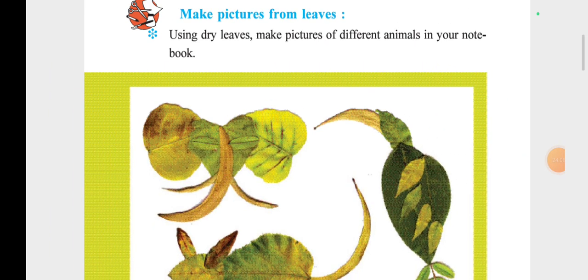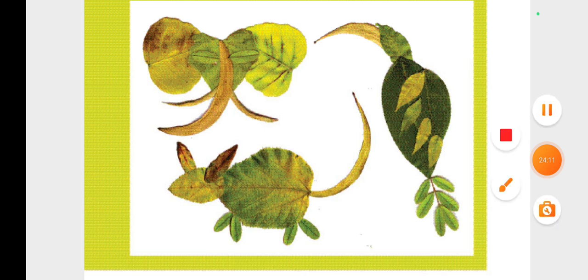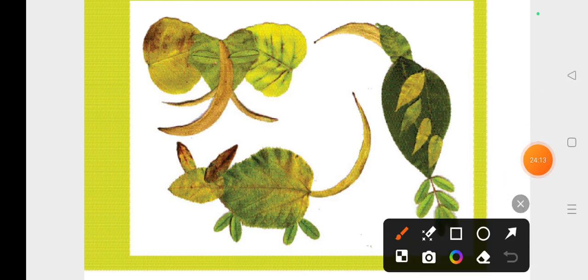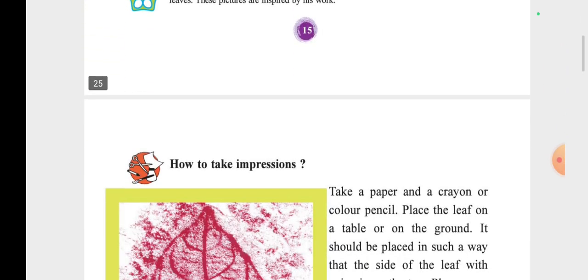Okay. You can see here the image of an elephant, then the image of a bird. This is the image of a mouse. Next page.